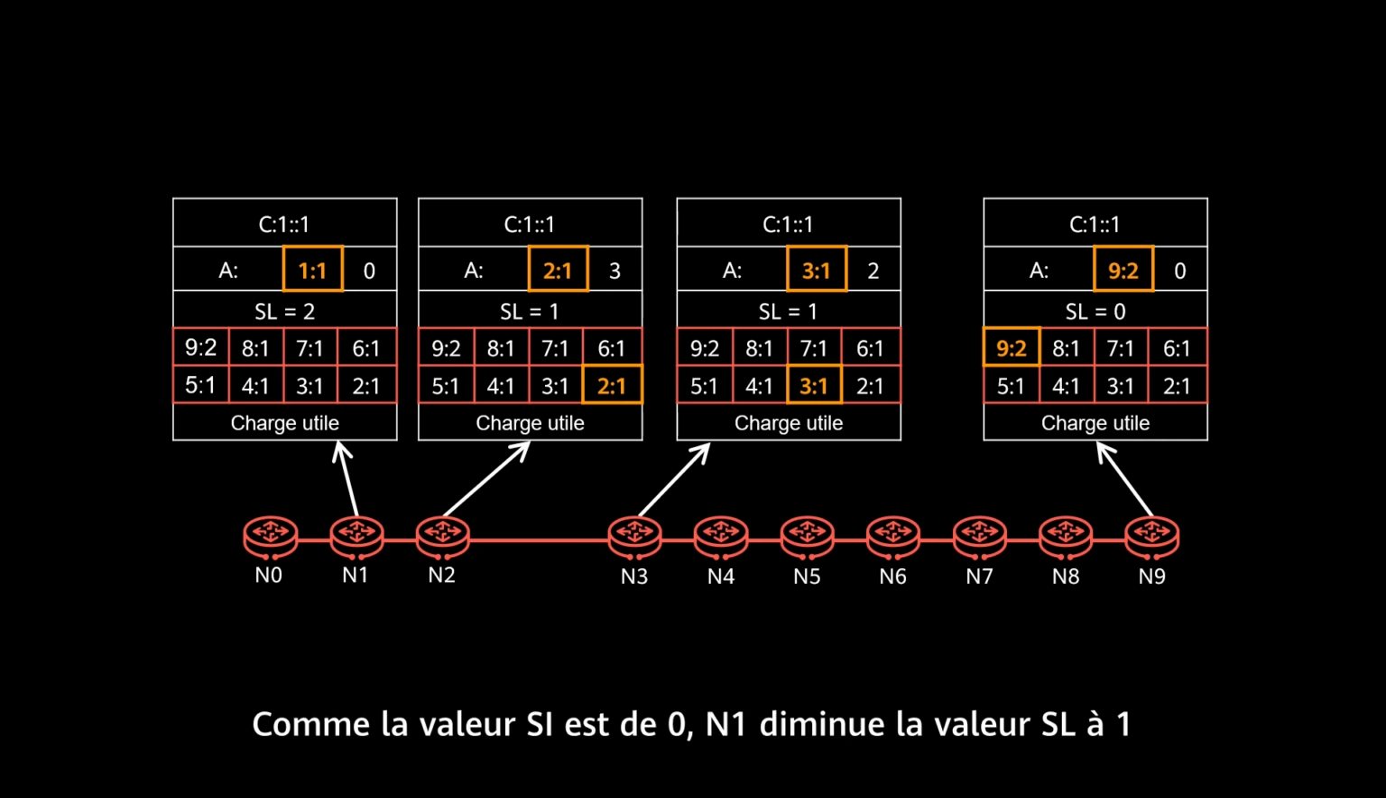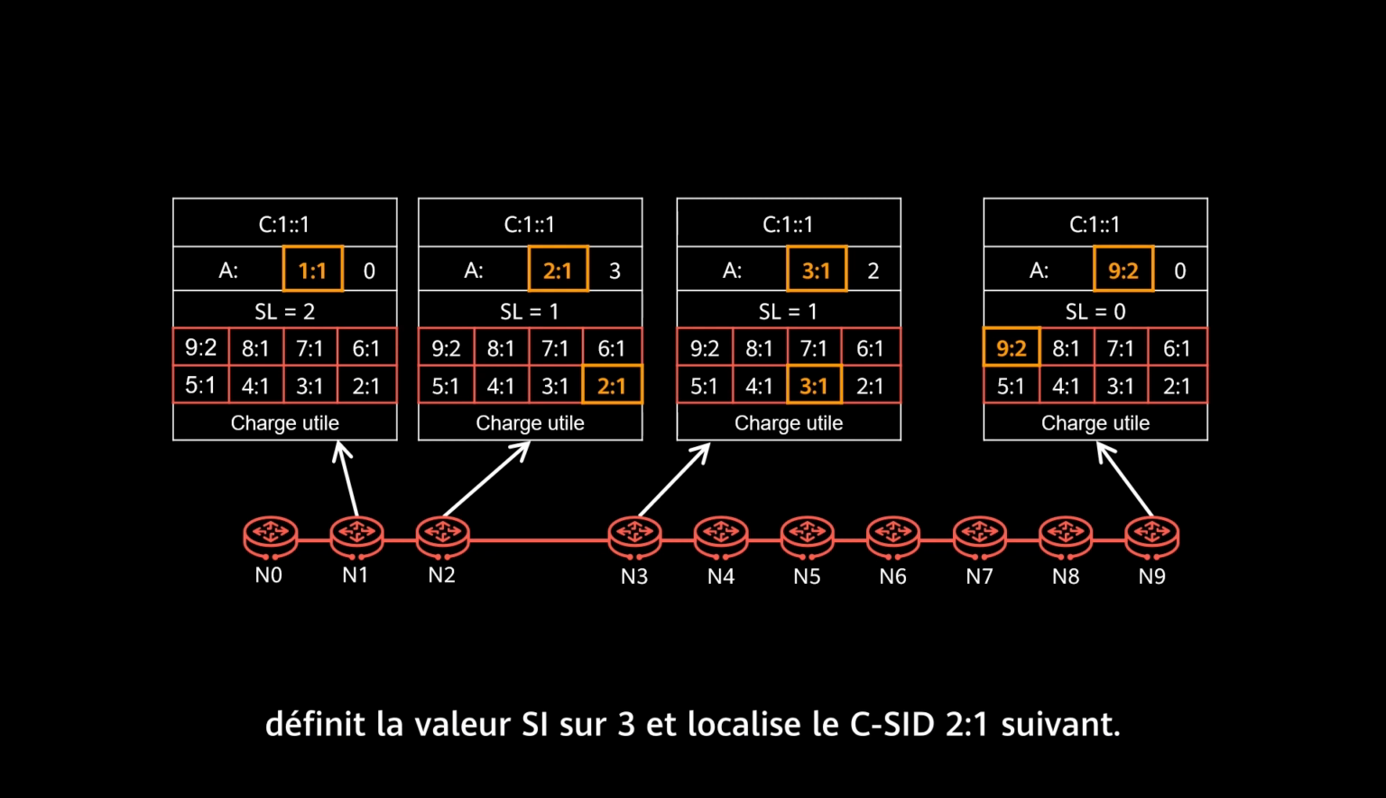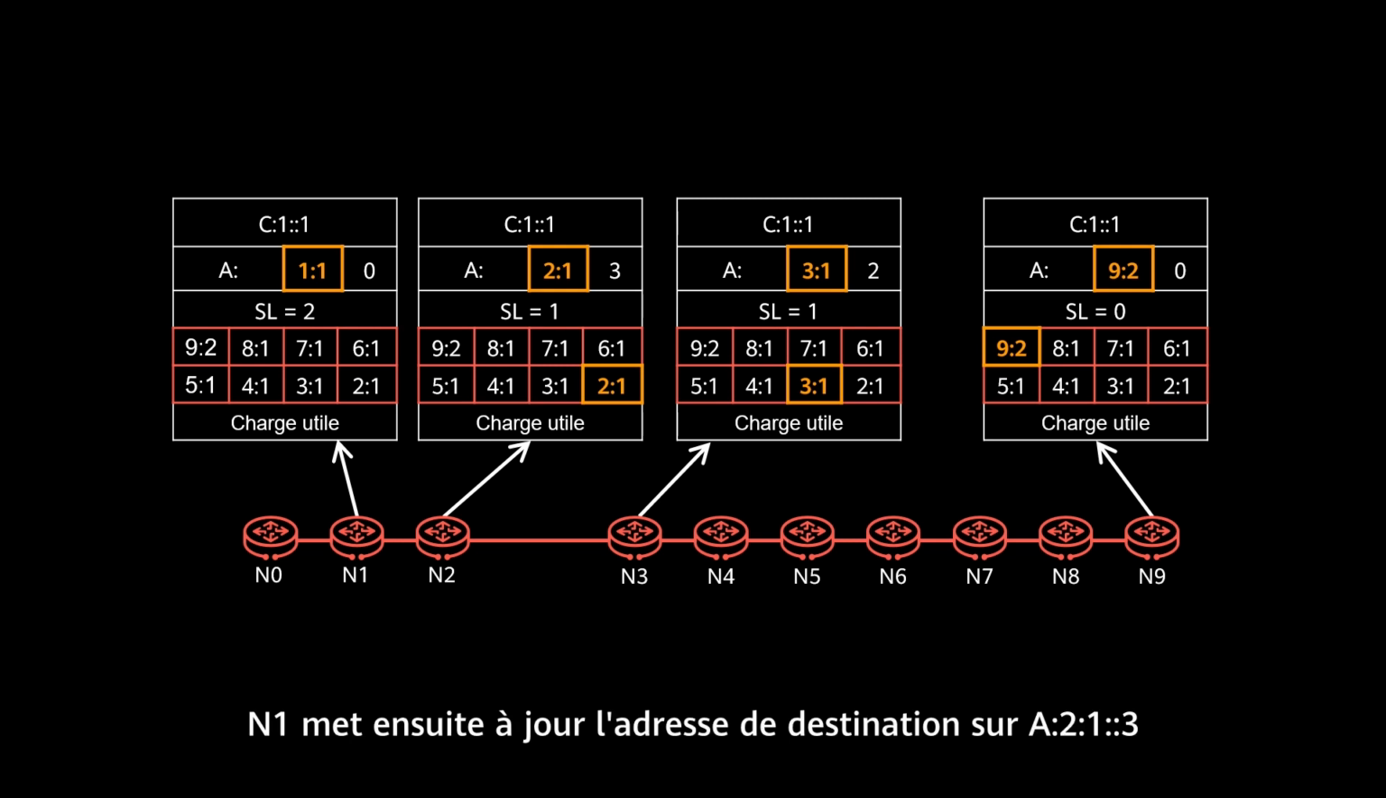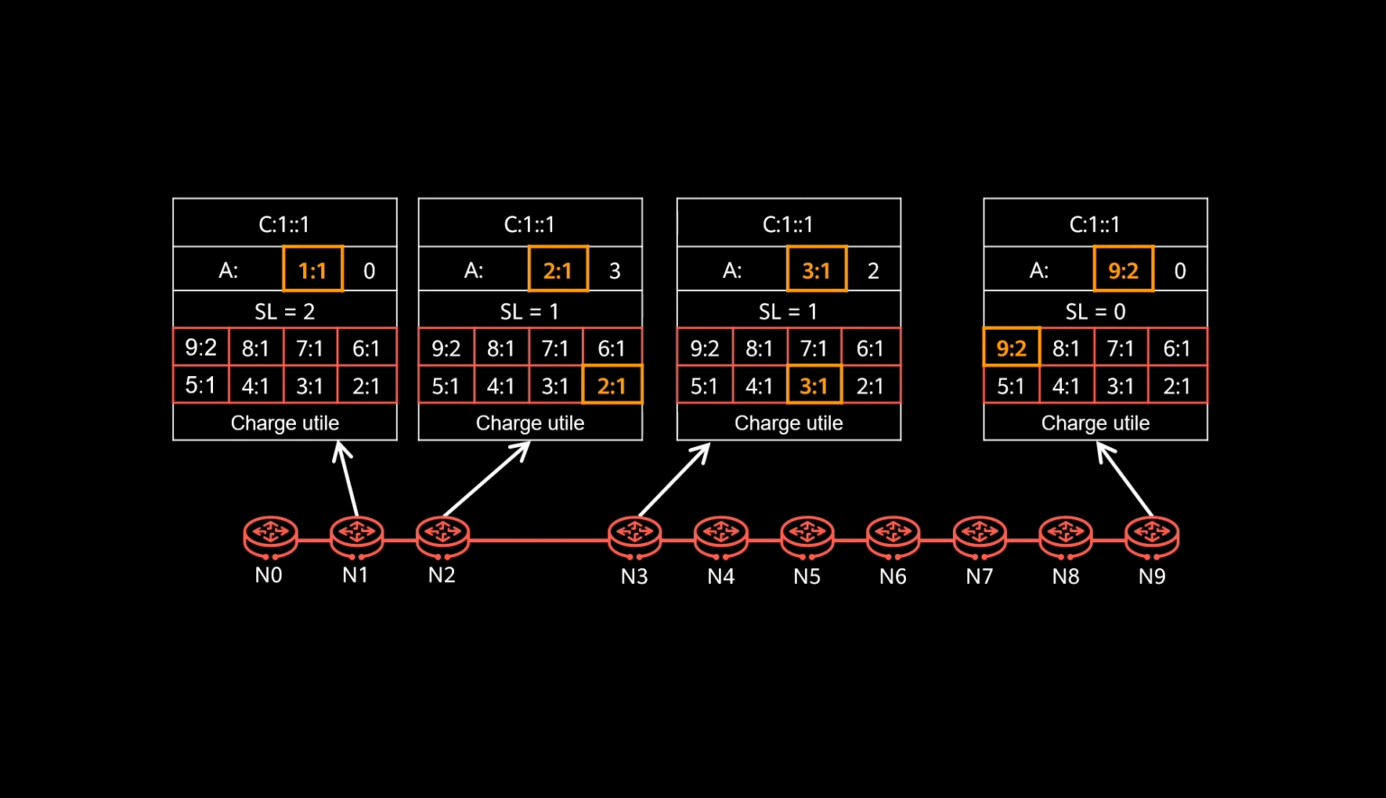Because the SI value is 0 now, node 1 decrements the SL value to 2, sets the SI value to 3, and locates the next C-SID 2:1. Then node 1 updates the DA to a:2:1:3 and forwards the packet based on the updated DA to the next hop, node 2.